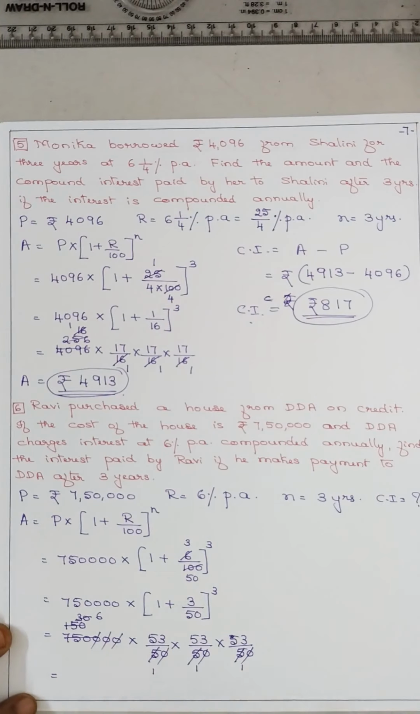Now it is 53 cube into 6. 53 cube into 6. So amount is equal to, multiply and see, you will get 8,93,262.